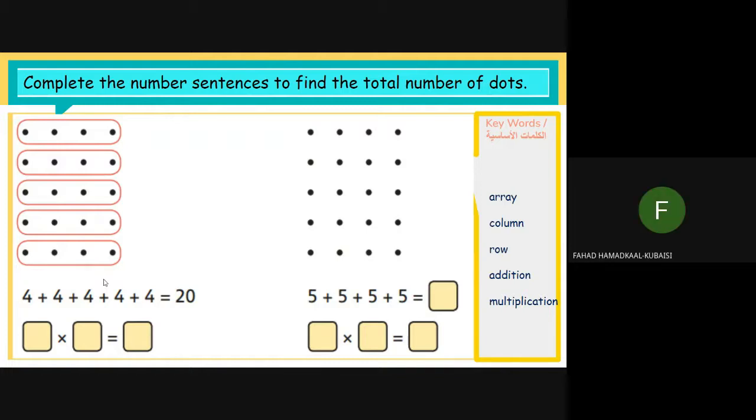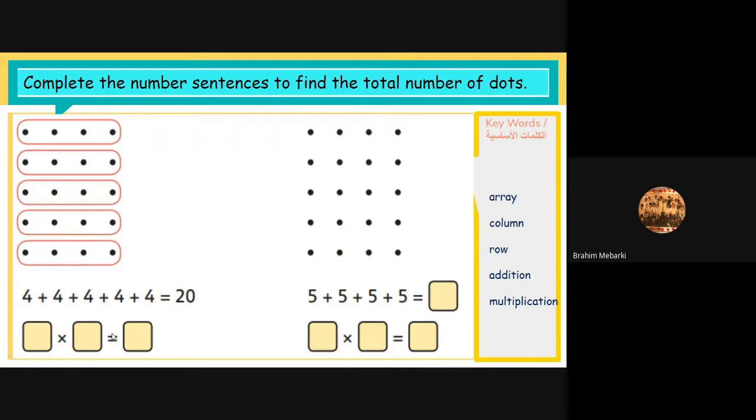4 times 6? Do you think the 4 is repeated 6 times? We have one group of four, two groups of four, three, four, five. 5. So 4 times 5 is 20, and 5 times 4 is 20.